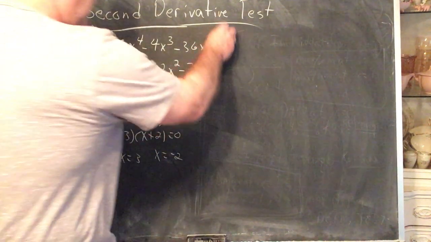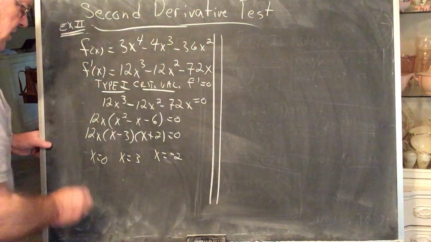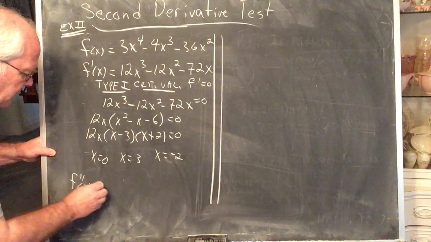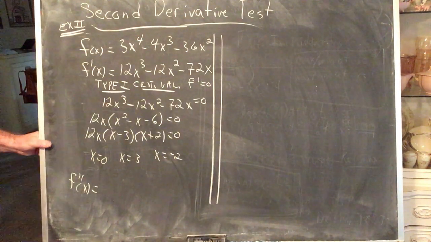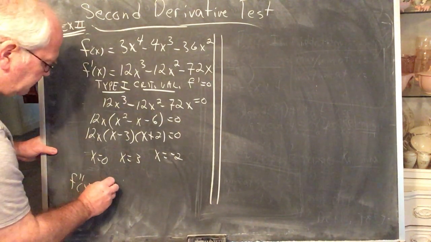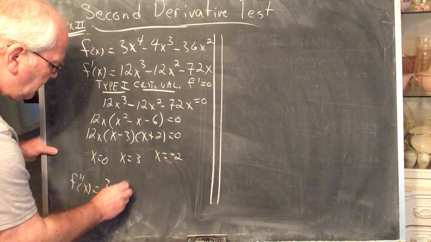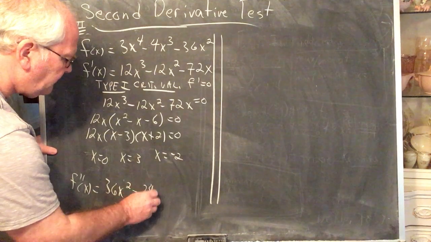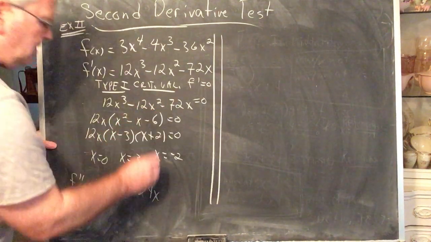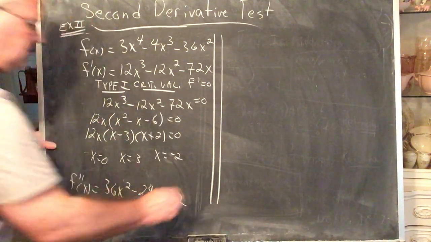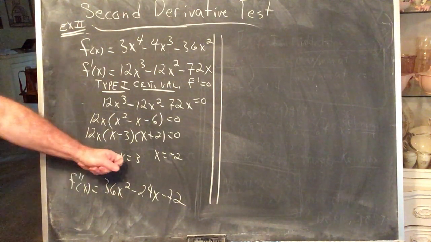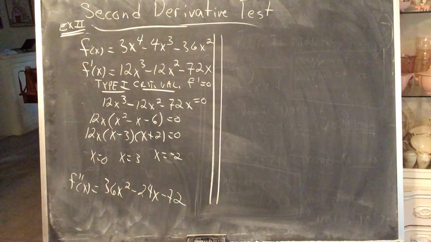All right, so if we're going to do the second derivative test, I'll go ahead and save a little space. I'm going to compute the second derivative here. What do we have here? 36x to the second minus 24x minus 72. We need to evaluate the second derivative at 0, at 3, and at negative 2 in no particular order.